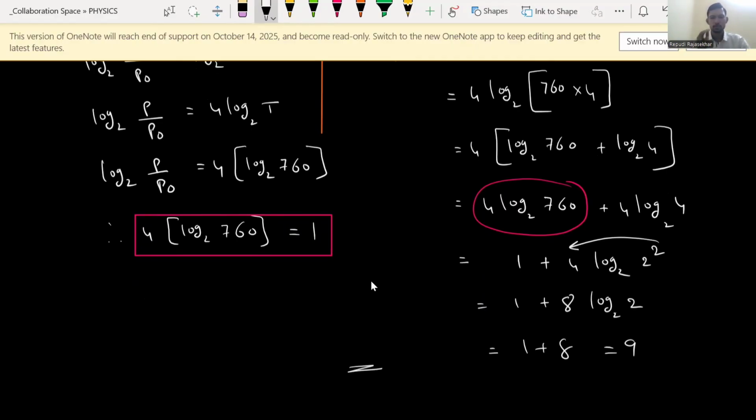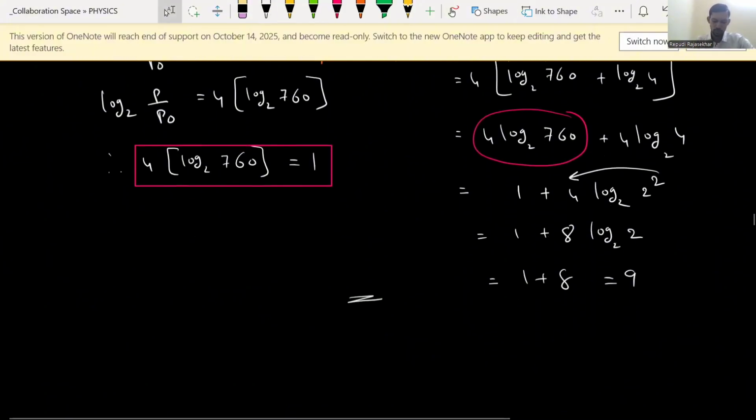Here nothing is there, simple things only. You just practice once or twice and you will get it. Here log base 2 of 760 into 4 equals 1, which they have given in the question itself. You just try to bring that relation with the help of the second temperature also and then compare, so that you will get the answer. A simple question, not tough.